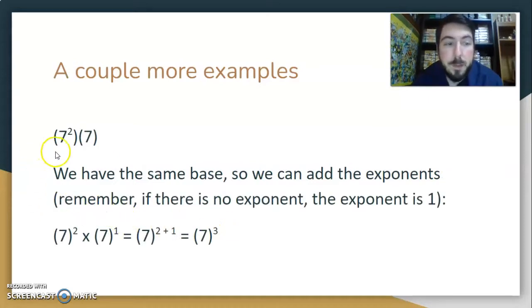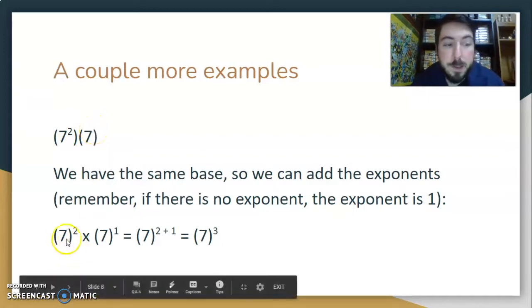Here's another one, 7 to the power of 2 times 7, and I just put here as a note, if there's no exponent, that means that there's an invisible 1 there. We don't just go around writing numbers to the power of 1 everywhere. Like the number 17, we don't write it as 17 to the power of 1, we just write 17. But don't forget there is an invisible 1 here. Anyways, 7 to the power of 2 times 7 to the power of 1, we have the same base, which is 7. So we just do 2 plus 1 equals 3. So the answer is 7 to the power of 3.